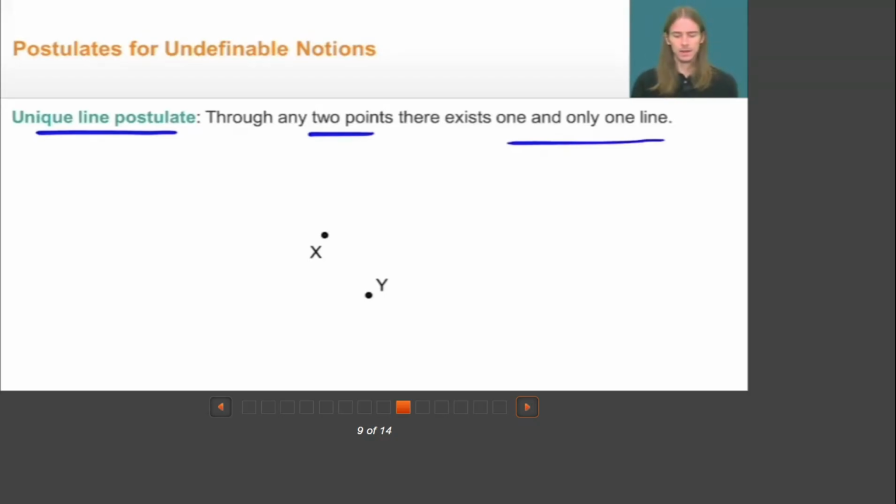So right here on the screen, I see 2 points. I see point X and point Y. This postulate is telling me that I am guaranteed to be able to draw a line through those 2 points. Those points are collinear, which means actually that any 2 points are collinear once you draw the unique line between them.